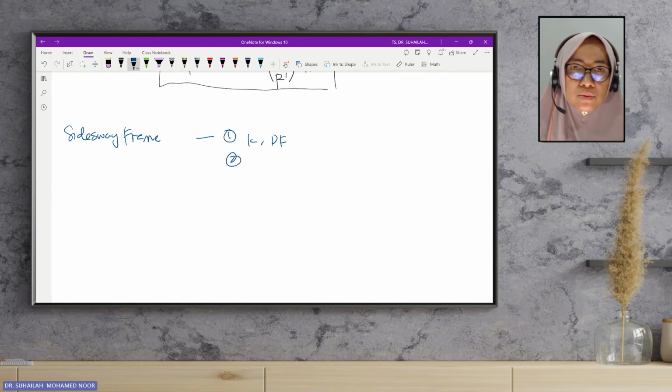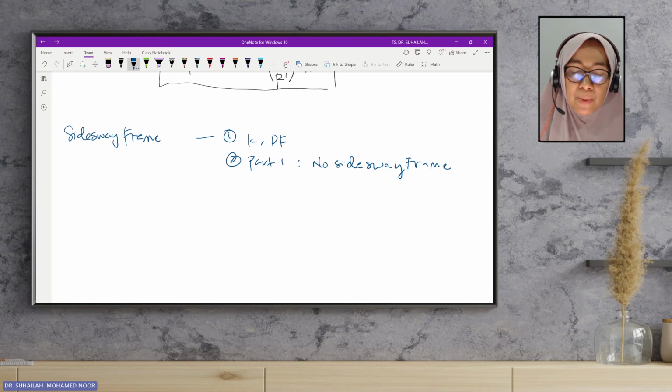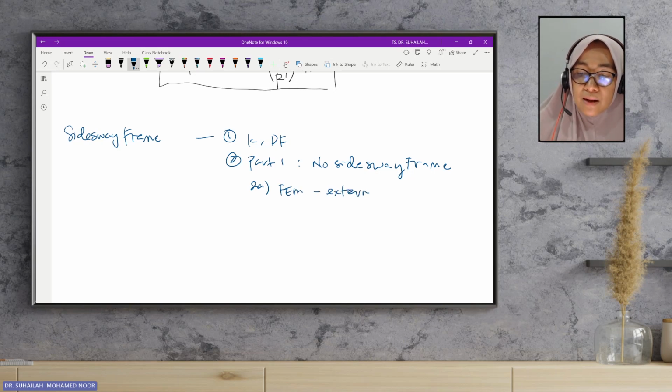Step number 2 is part 1. Part 1 is not a sidesway frame, it is a no sidesway frame. Under this part we have to divide into A, B, and C. So we have 2A, it is FEM due to external loading.